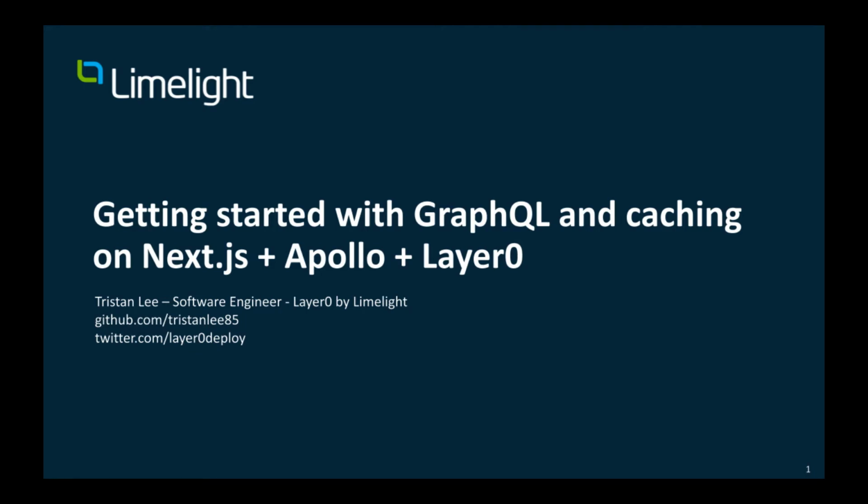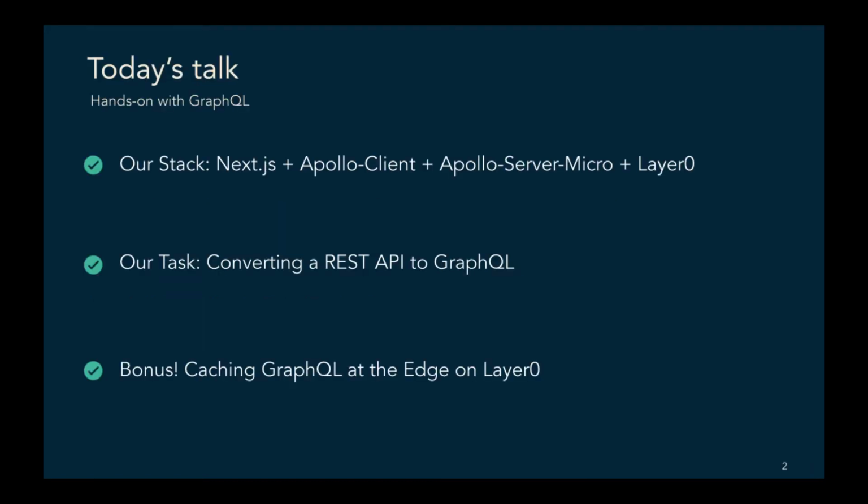Welcome to getting started with GraphQL and caching on Next.js, Apollo, and Layer0. Today's talk is going to be hands-on with GraphQL. Our stack for this will be the popular Next.js framework, Apollo client for front-end fetching, and Apollo server as our GraphQL endpoint on our serverless tier, and this will all be running on Layer0. The task today will be converting a REST API to GraphQL, and then at the end, as a bonus, we will be using Layer0 to cache the GraphQL API at the edge.